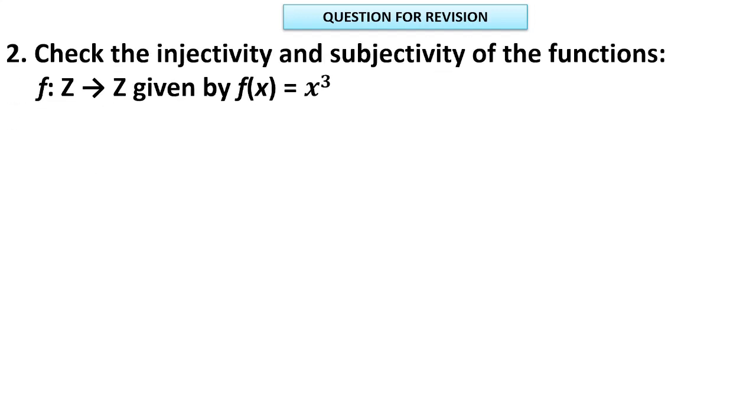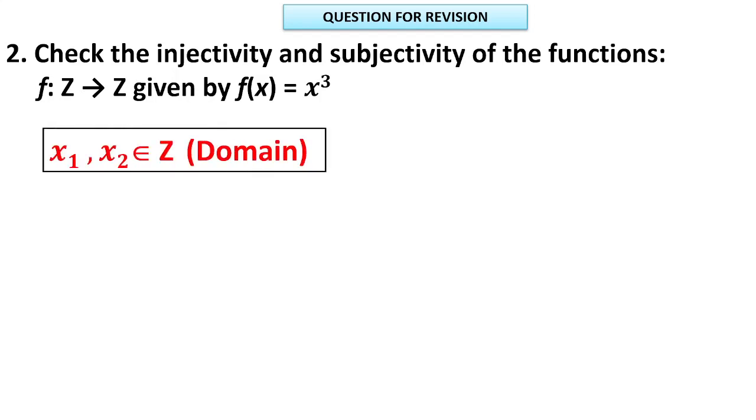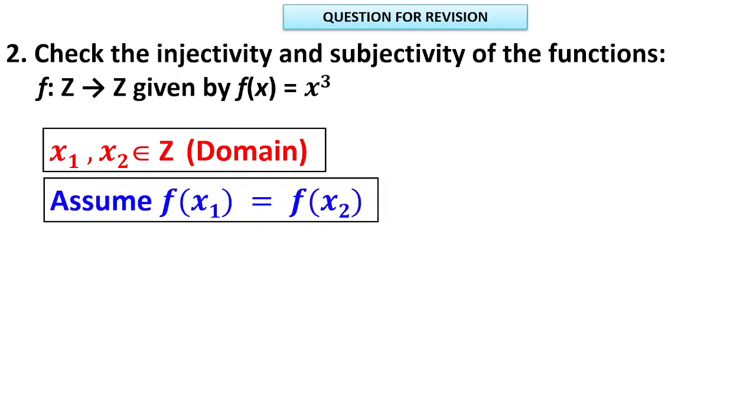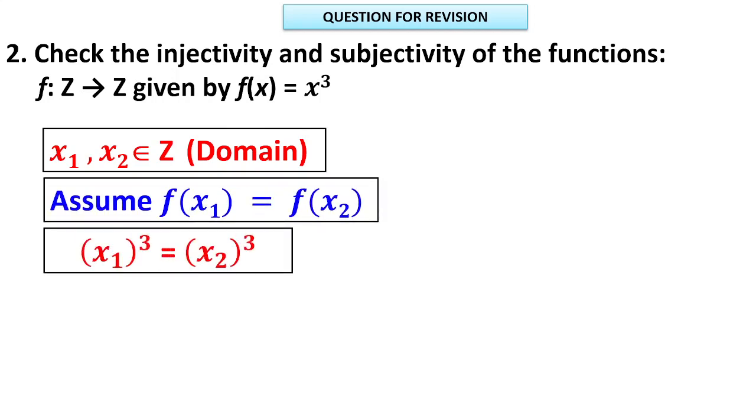Let's move on to question number 2. We have to check the function from integer to integer given by f of x is equal to x cube. Already I told you, be careful. You should be very careful with the domain. Assuming that f of x1 is equal to f of x2, therefore x1 cube is equal to x2 cube. Now we have to check whether it is allowed for x1 to be equal to x2.